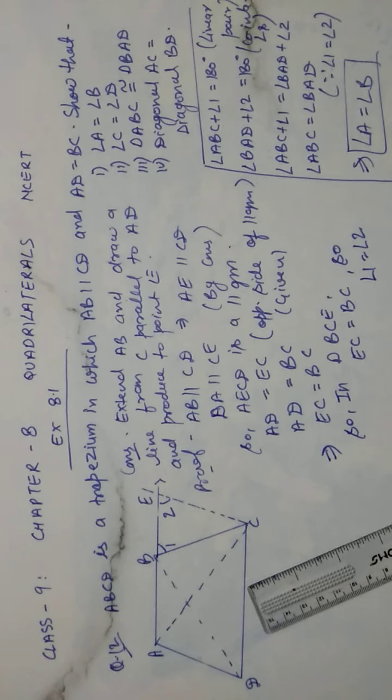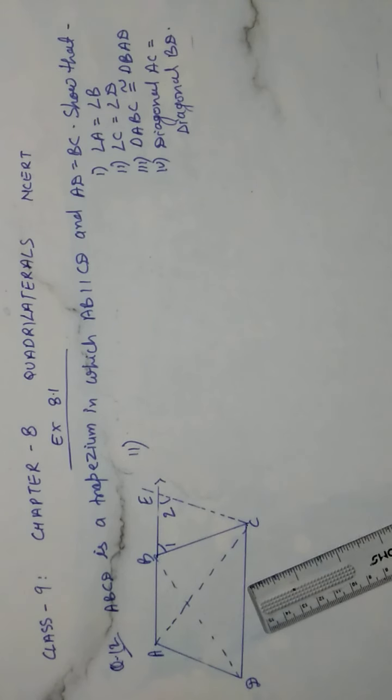Still three points need to be proved. This is the first point. Now we will discuss how we will prove the second point, that is angle C is equal to angle D. So now see the proof of the second point. For the second point we need to prove C and D as equal.